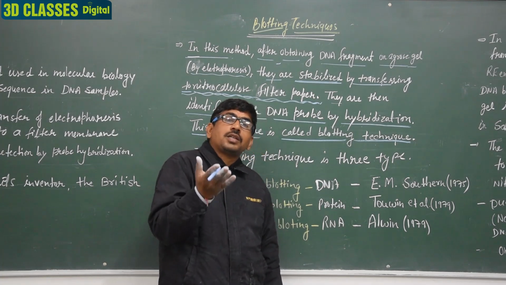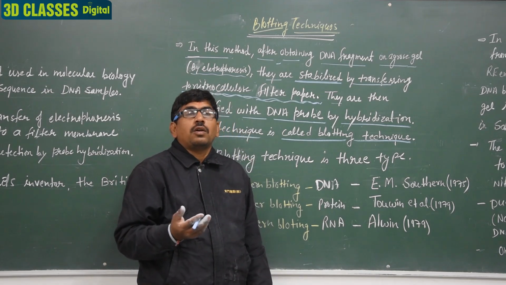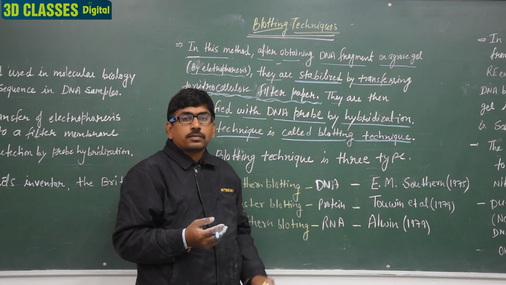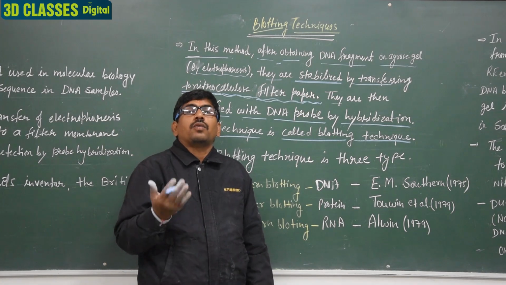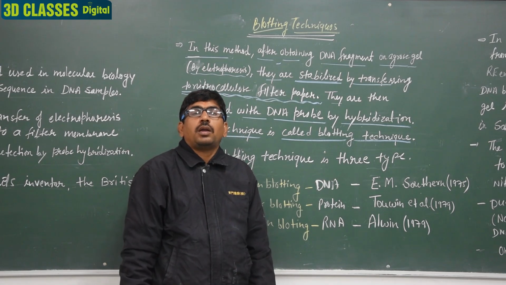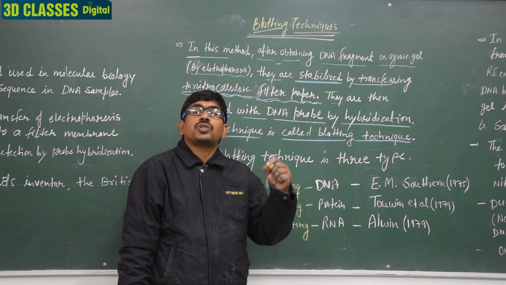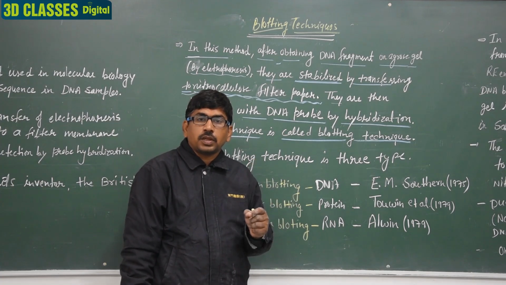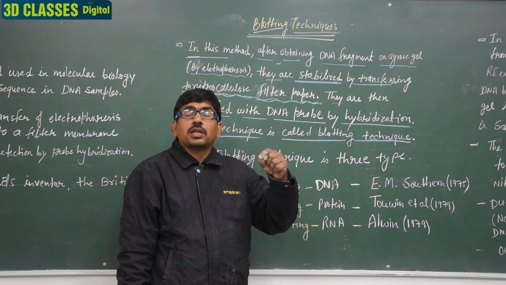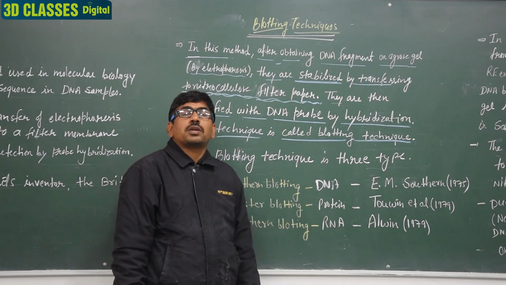So this DNA is transferred. Why do we transfer? For the isolation. So this DNA is transferred to a nitrocellulose filter paper, or we can say a nylon sheet. That procedure is known as blotting.